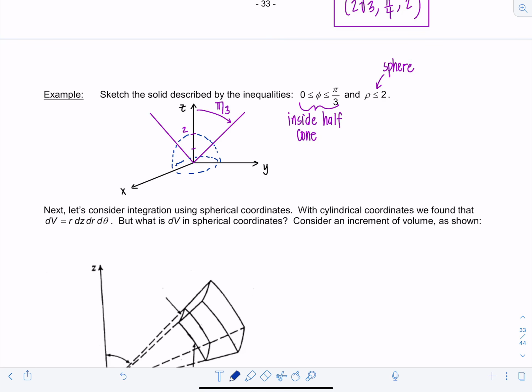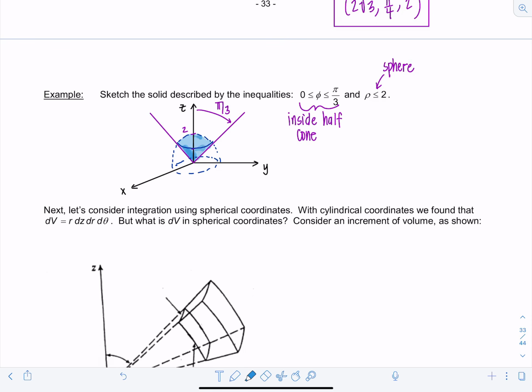So what are we dealing with? I want to draw this a little more curvy. Cute. We're dealing with inside the cone and inside the sphere. So it looks like an ice cream cone, snow cone, something like that. Very good. Okay. I think we're ready to roll now.